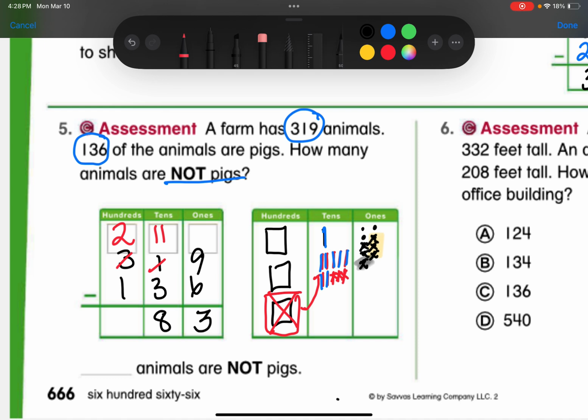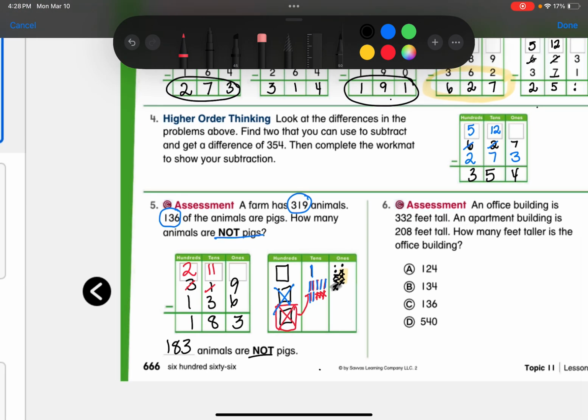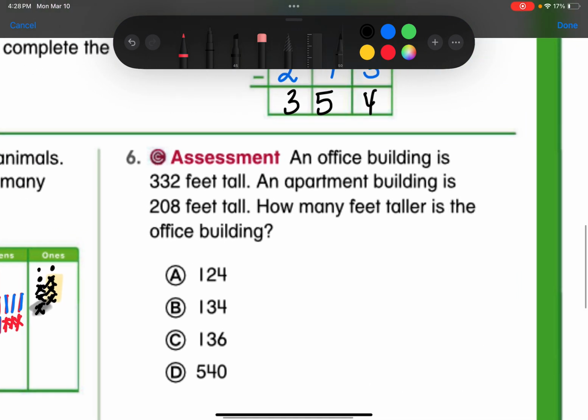All right, moving on. We have 2 minus 1. That leaves me with 1. So the difference for 319 minus 136 is 183. So 183 animals are not pigs. All right, moving on to number 6. An office building is 332 feet tall. An apartment building is 208 feet tall. How many feet taller is the office building?